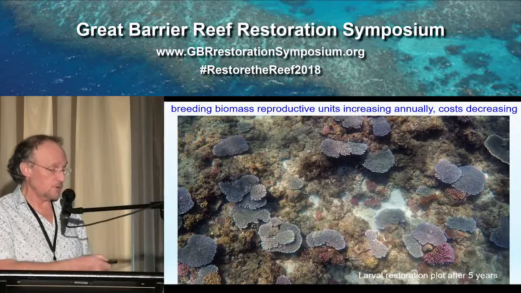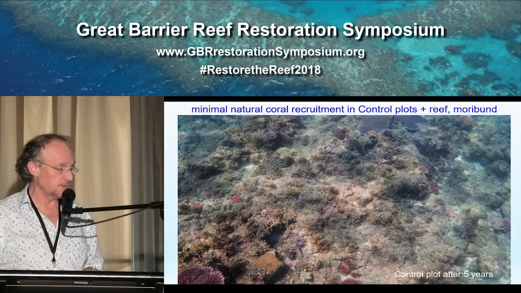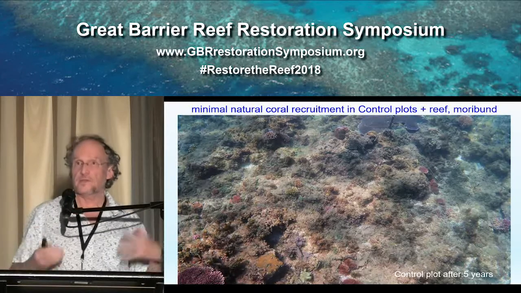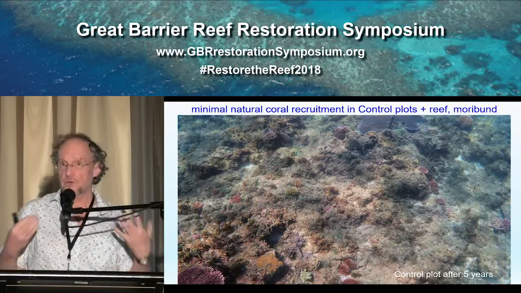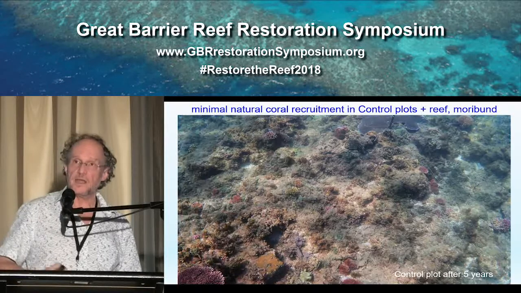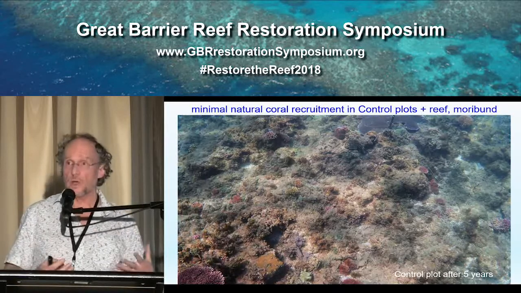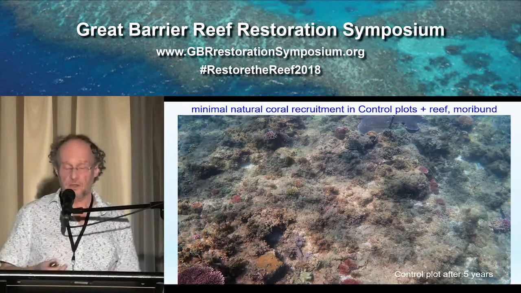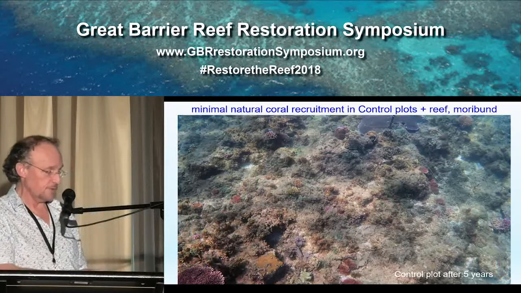In contrast, the control plots, a typical control plot, still looks like that. The reef around it and the control plots are essentially moribund. They're recruitment limited. So unless we start adding these corals back into the system in some way, the system is simply going to continue either in that state or decline further.